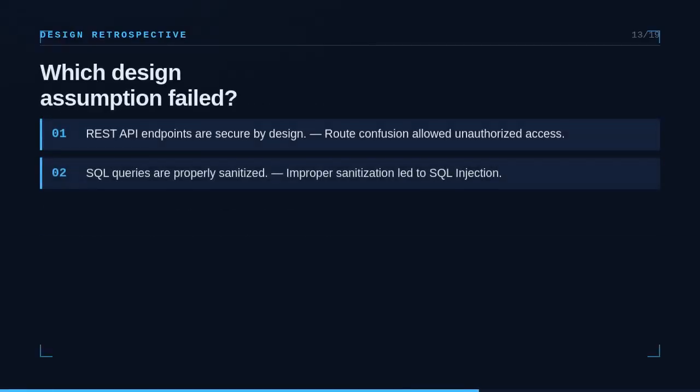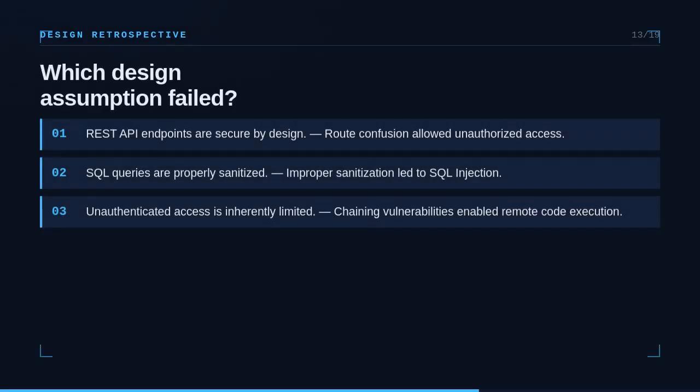Which design assumption failed? REST API endpoints are secure by design. Route confusion allowed unauthorized access. SQL queries are properly sanitized. Improper sanitization led to SQL injection. Unauthenticated access is inherently limited. Chaining vulnerabilities enabled remote code execution.